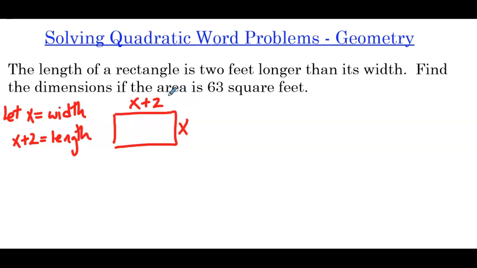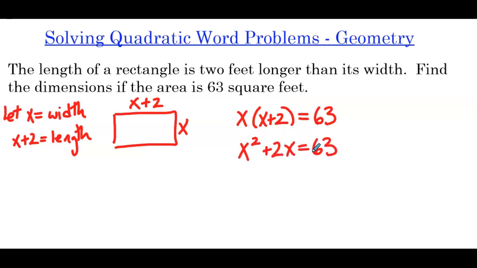And they tell us that the area of this rectangle is 63 square feet. Now to find the area of a rectangle, that's length times width. So we can create the equation x times x plus 2 equals 63. Now, we can distribute the x, so x squared plus 2x equals 63. And what we need to recognize is we have a quadratic equation, and in order to solve, we need the equation equal to 0. So we get x squared plus 2x minus 63 equals 0, which now we can factor.